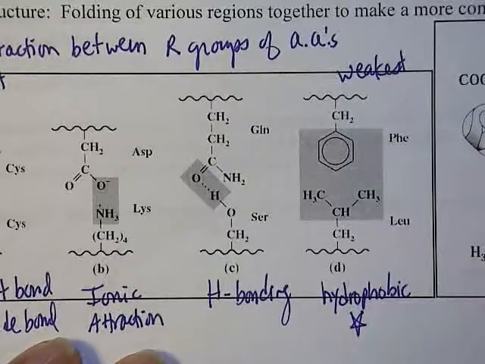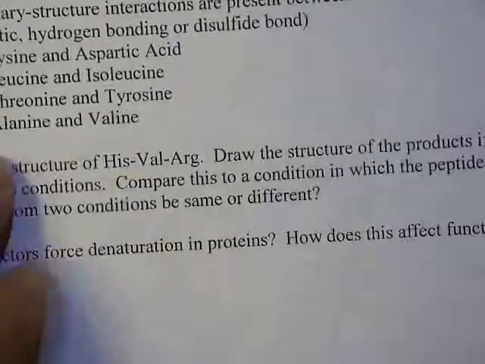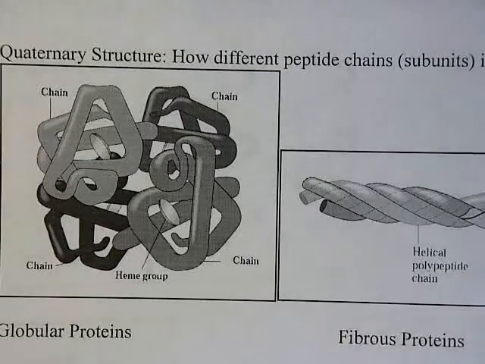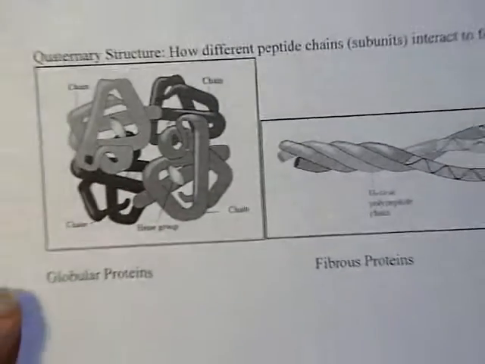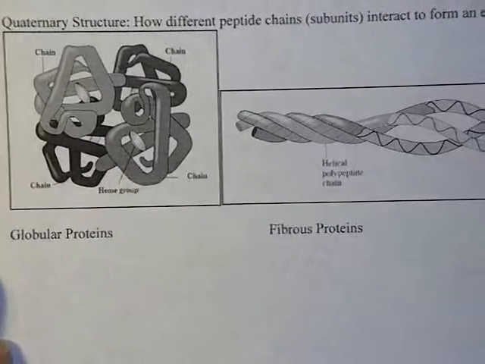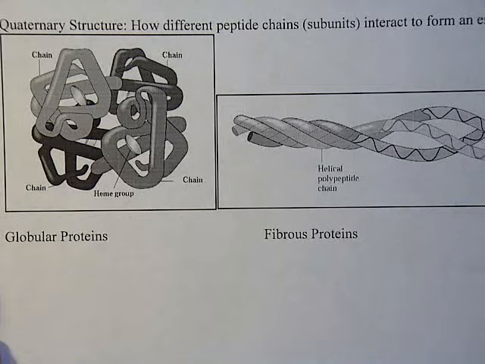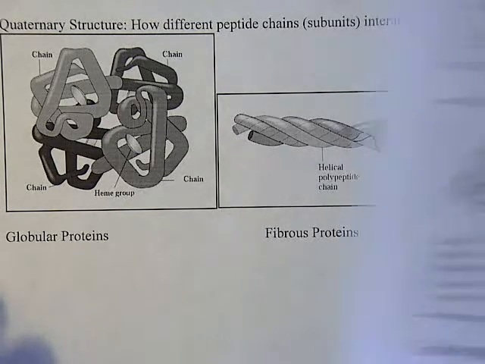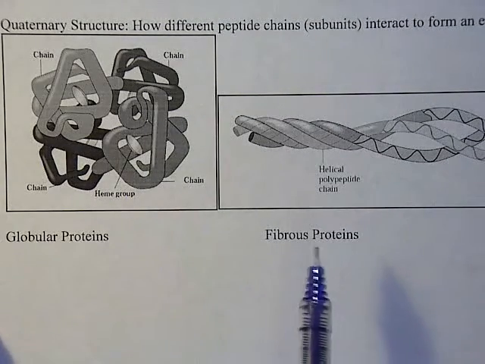All right. So the last level is the quaternary level, and that is how different peptide chains, we call them subunits, interact to form an entire protein. The drawing that you have here shows two different types of proteins.